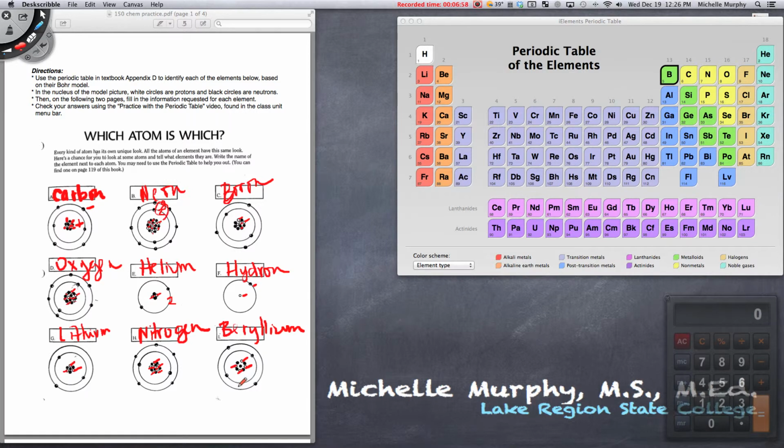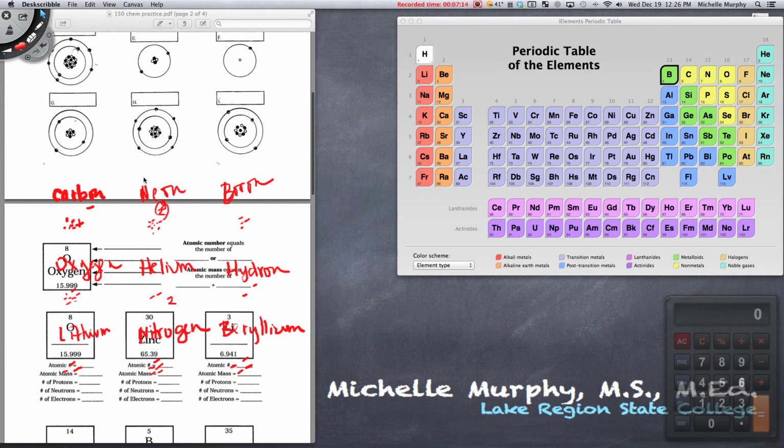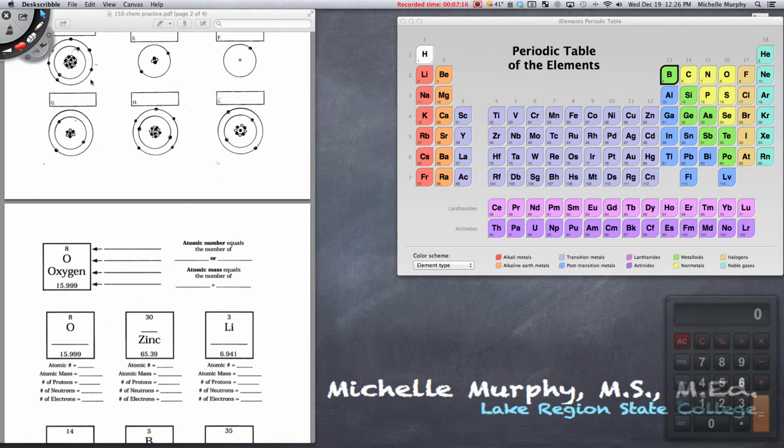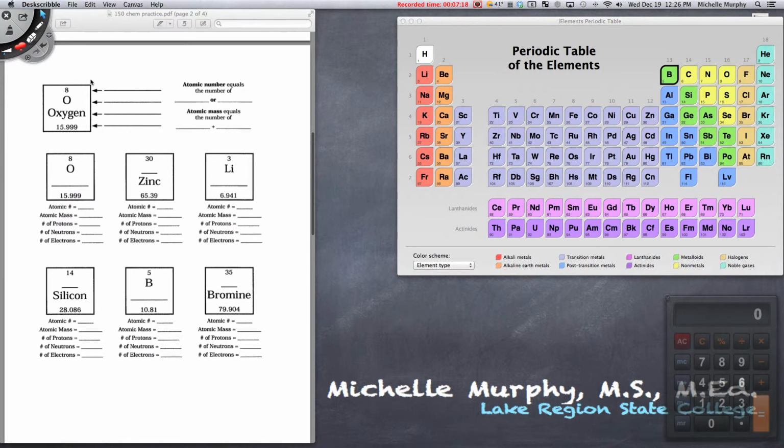So don't use your neutrons to determine your element, because neutrons can vary based on the isotopes. Protons will not vary. If this atom had 5 protons, it would not be beryllium, it would be boron, because protons determine the atom. Okay, let's move on. Let me get rid of that writing. Let's move on here and look at some math.